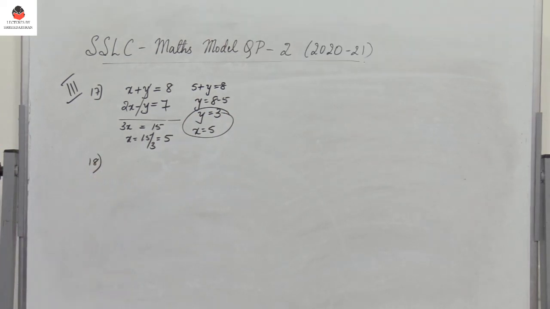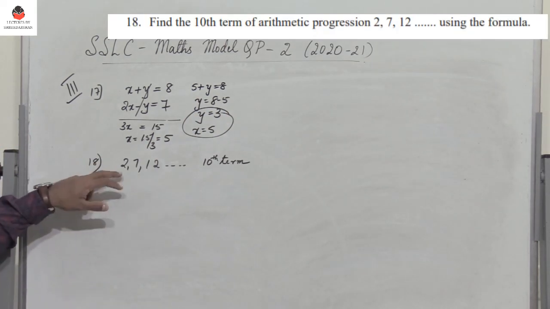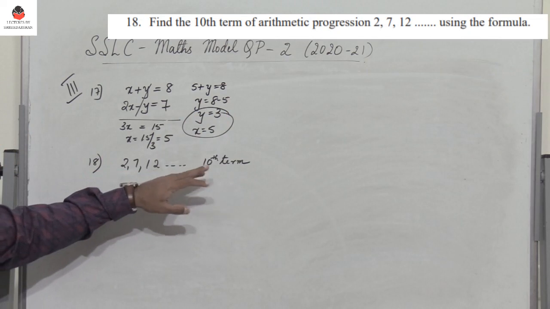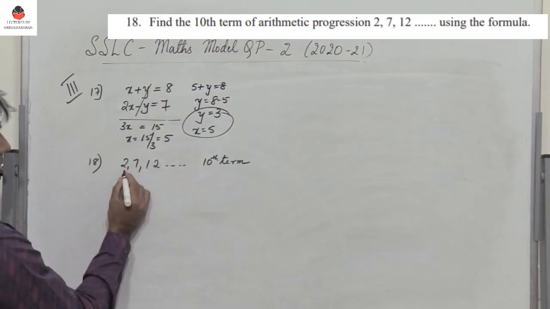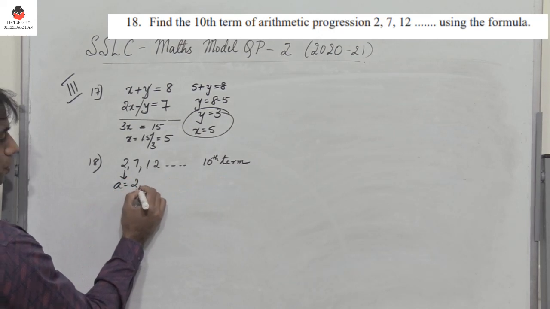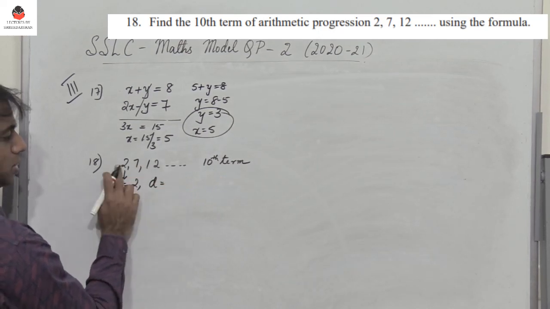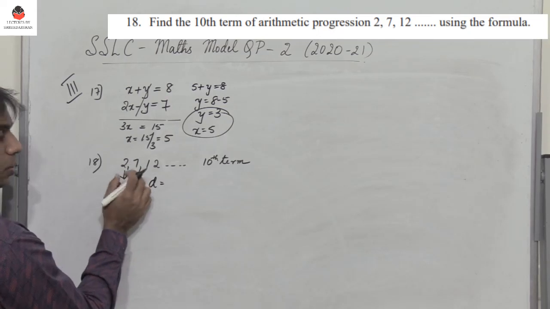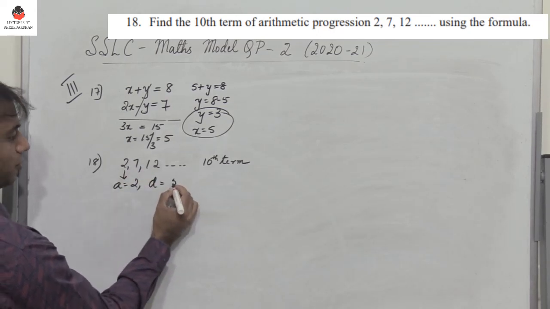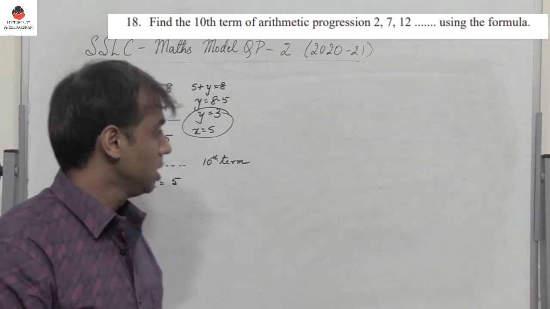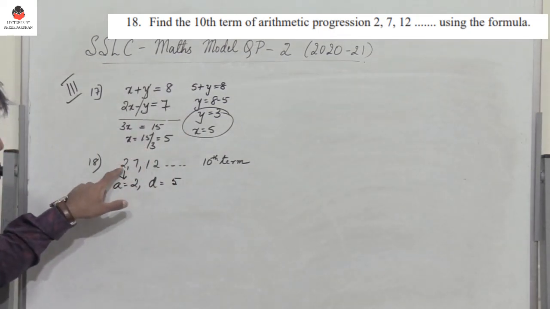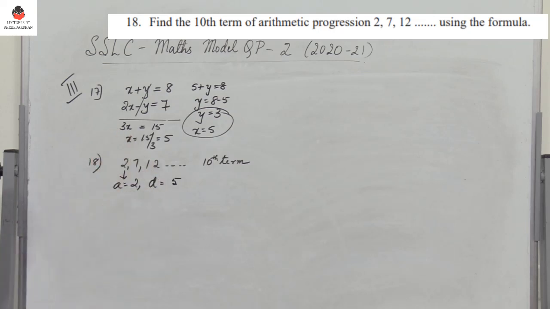Then the 18th one. The arithmetic progression is given: 2, 7, 12 and so on. We need to find the 10th term. So now what is the first term? The first term is a, which is 2. And what is the common difference? The common difference is the difference between the two terms. So 7 − 2 is 5. So I'm skipping steps and I'm just writing the answers directly. So the common difference is 7 − 2 or 12 − 7, you get it as 5.